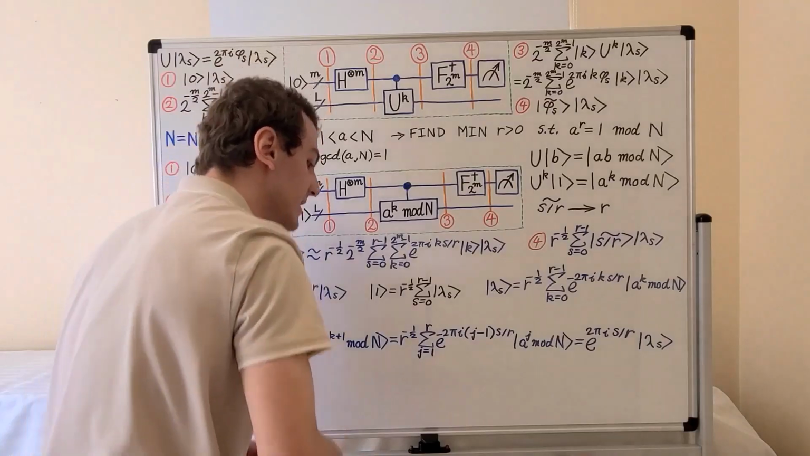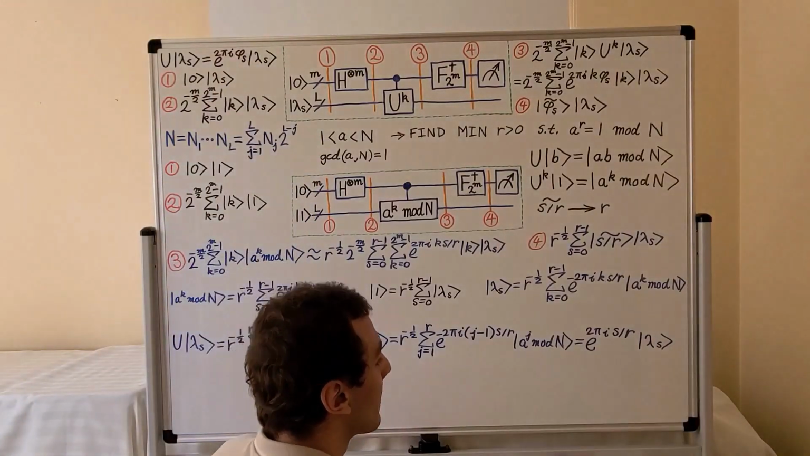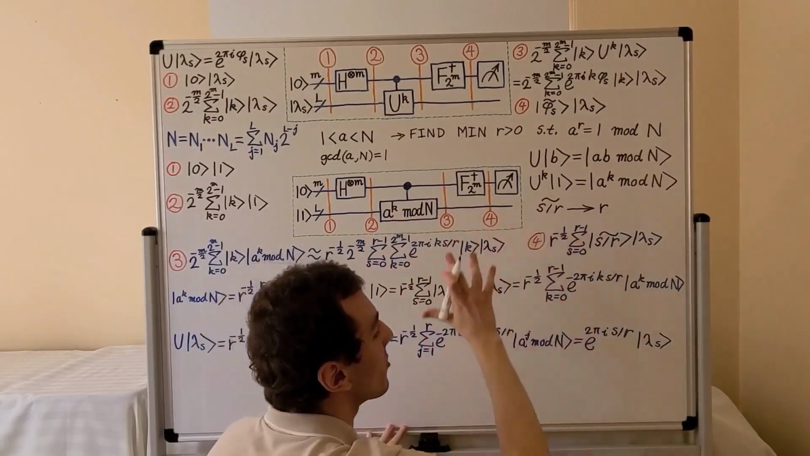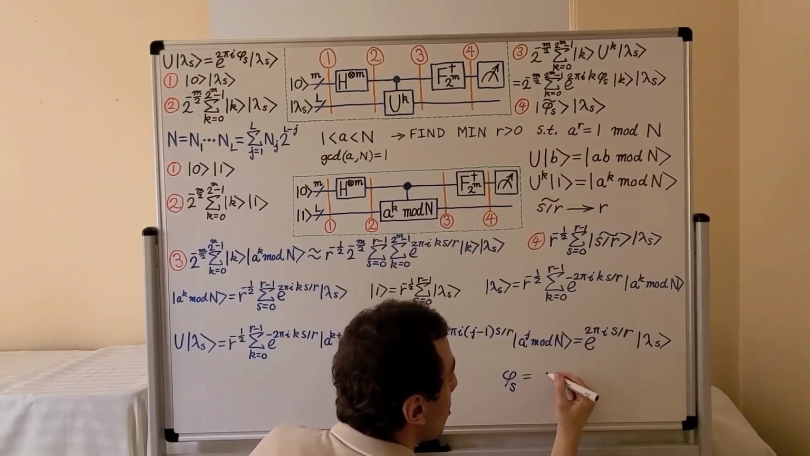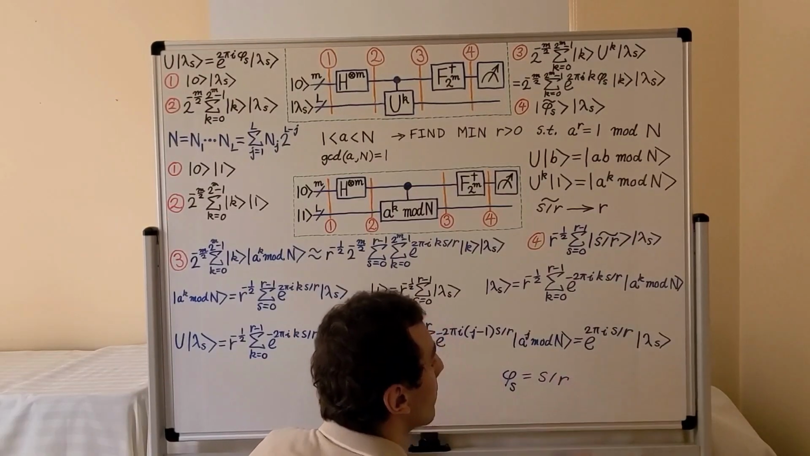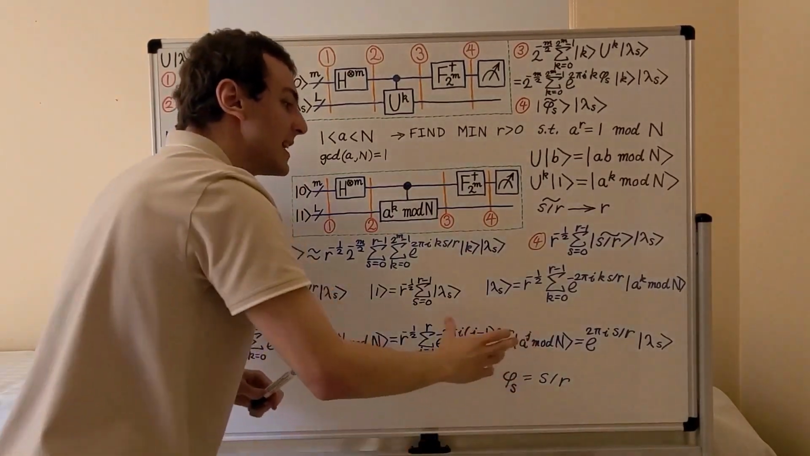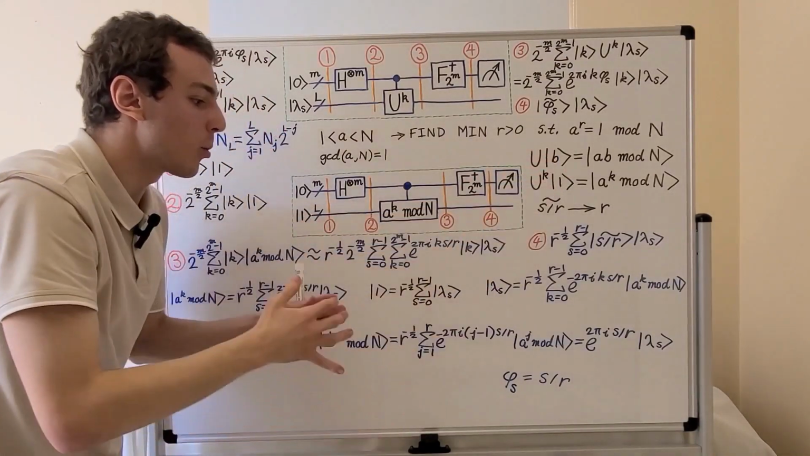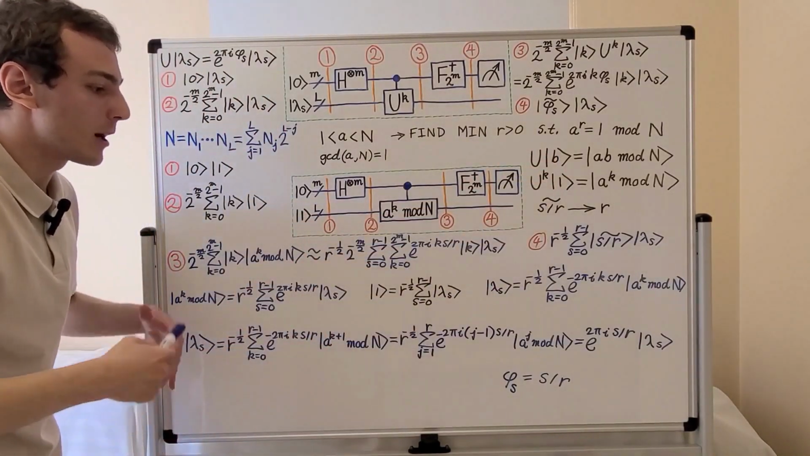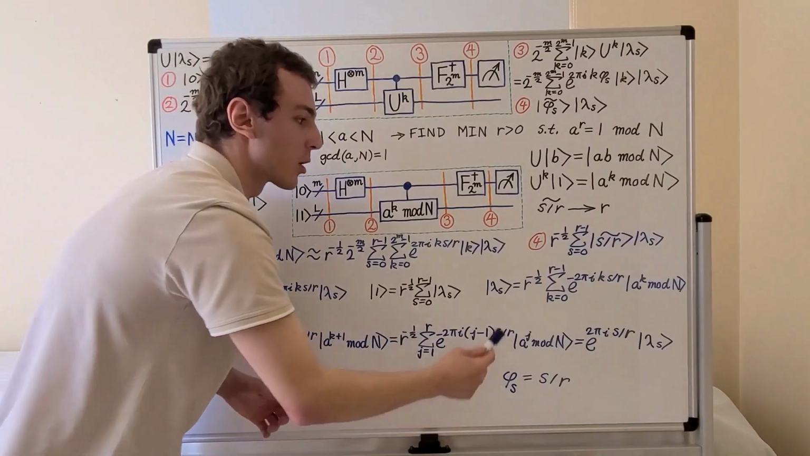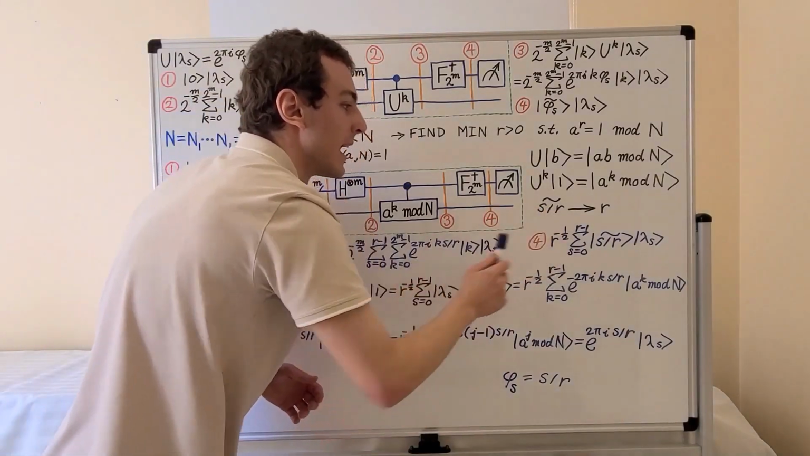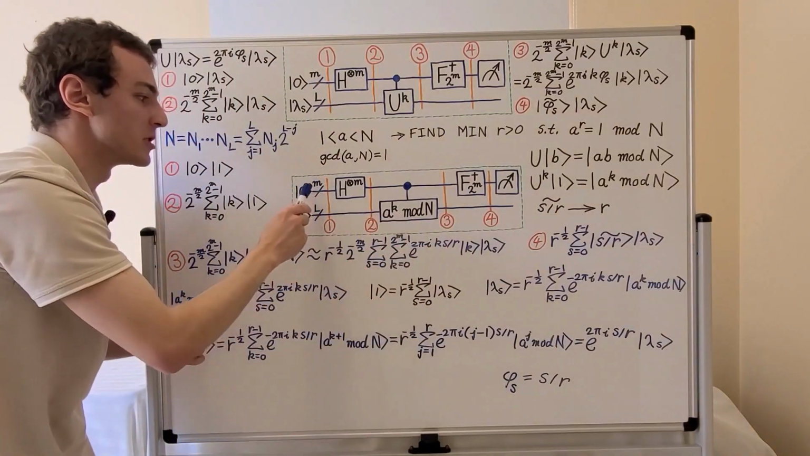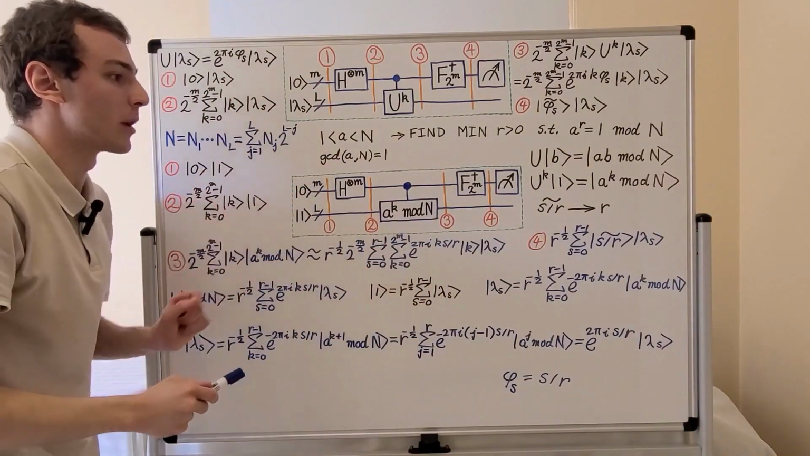We can link these quantities together, and we can identify that phi sub s in the context of this order finding algorithm is equal to s over r. When we apply phase estimation to this unitary operator, what we're actually doing is finding a really good estimate for the quantity s on r. The precision of that estimate depends on the value of m we choose, the number of qubits in the top register.